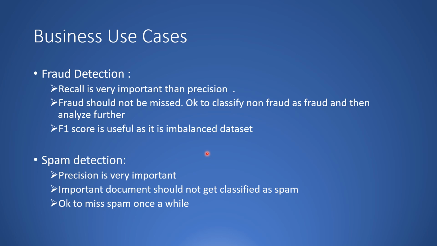Okay. Now let us look at the spam detection case. So here a positive class is nothing but a mail which is classified as spam, and a negative class is a non-spam document, or a non-spam mail. Now here what happens is that precision is very important. Okay, so we cannot have a lot of important documents getting classified as spam. It is okay for us over here to miss spam once in a while. Right, so precision becomes more important than recall in this particular case, as the cost involved with an important document getting classified as spam is more than the correct detection of spam.